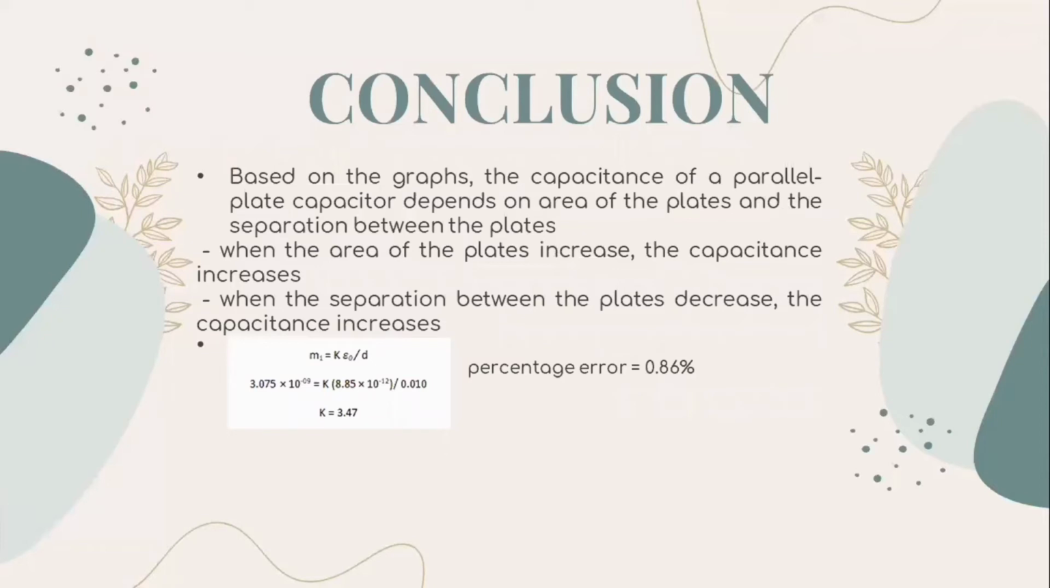Lastly, for the conclusion, based on the graph, the capacitance of a parallel plate capacitor depends on the area of the plate and the separation between the plates. When the area of the plate increases, the capacitance increases. When the separation between the plates decreases, the capacitance increases. The dielectric constant for this experiment is 3.47. Meanwhile, the percentage error for this experiment is 0.86%.